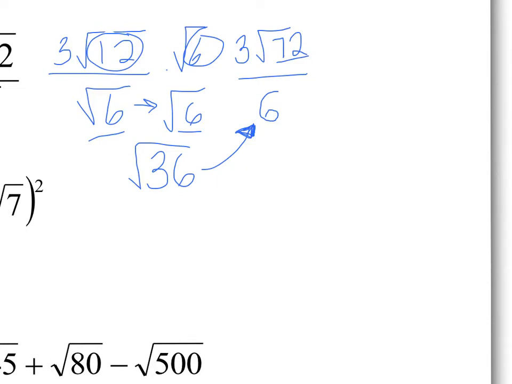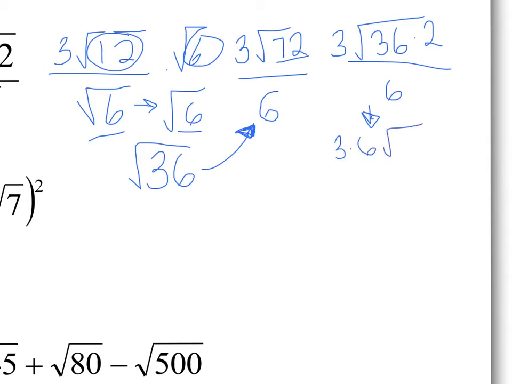Alright, 72, I can break that up. 36 times 2 over 6, which gets you 3 times 6 times the square root of 2 over 6. Now I've got a multiplication, multiplication, multiplication. The only thing is that dividing line that isn't multiplication, so I'm going to cross out those 6's. I get 3 square roots of 2.